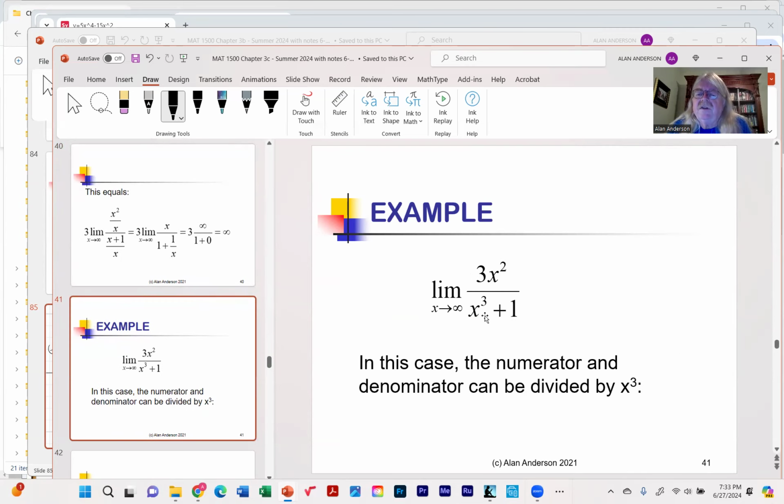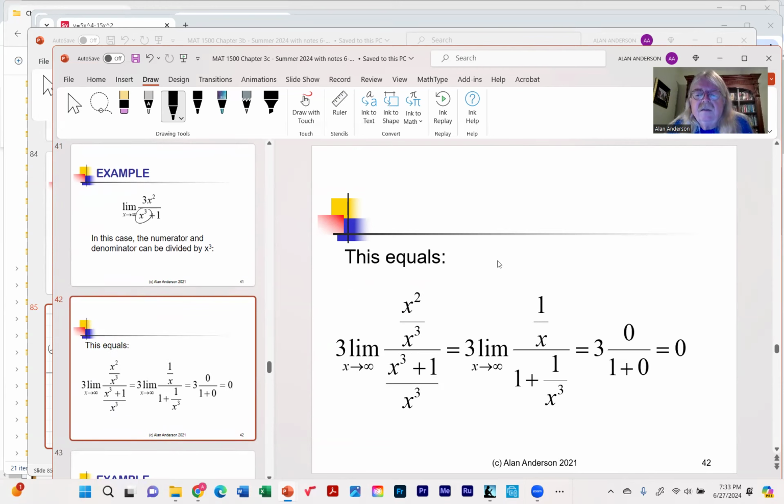Now this one's slightly different. If you notice, this one has x cubed in the denominator. If we divide out, oh, this one worked out rather well. If we divide out by the x cubed, in the numerator we have 1 over x, in the denominator we have 1 over x cubed. Well, guess what? Both of these go to 0. So we end up with 3 times 0 over 1, which is 0.